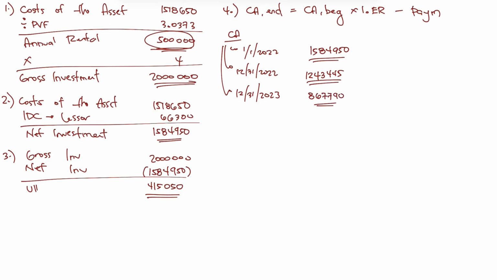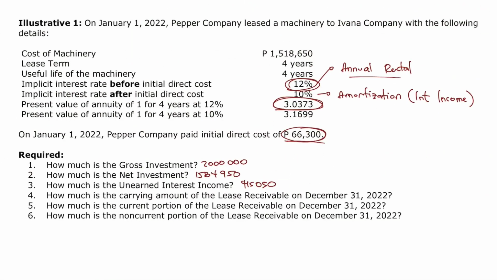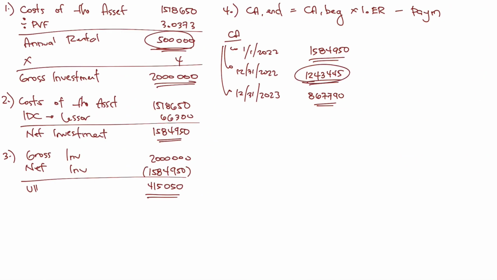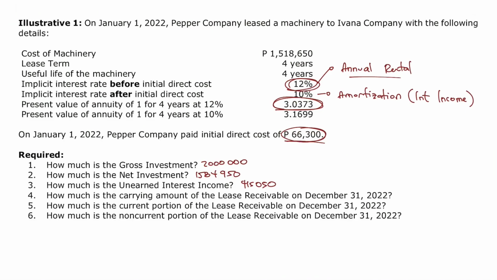Okay? So, para mas maintindihan mo yung shortcut na yan, load ka doon sa video natin about bonds payable and sa video natin about present value factors and amortization. Okay? So, requirement number 4, once again, anong tinatanong? Carrying amount of the lease receivable on December 31, 2022. So, our final answer here will be equal to 1,243,445. So, lalagay ko dito 1,243,445.